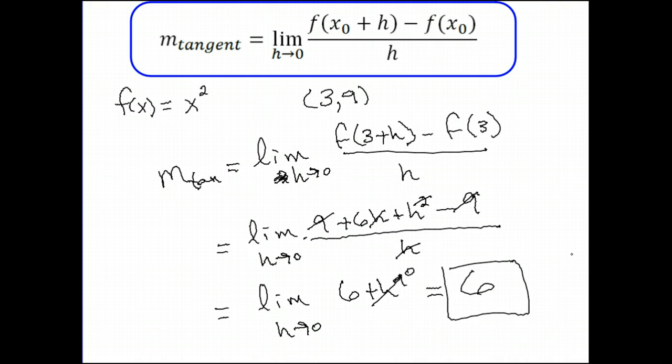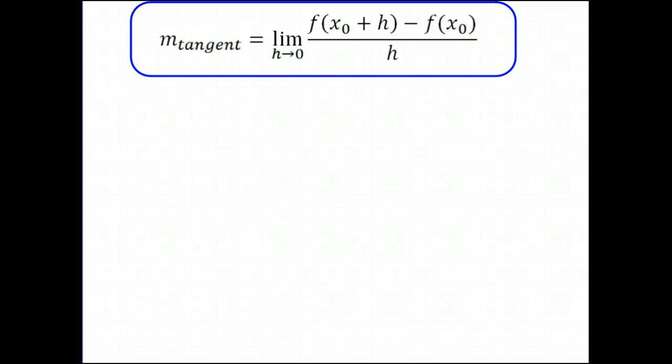Now, with that information, given a point and the slope, we could use our Algebra 1 skills to write an equation of that line. We're not going to do that right here, but that is something that could be asked of you and something that you should be able to do. This is the slope of the tangent line, and we have the point that it goes through.